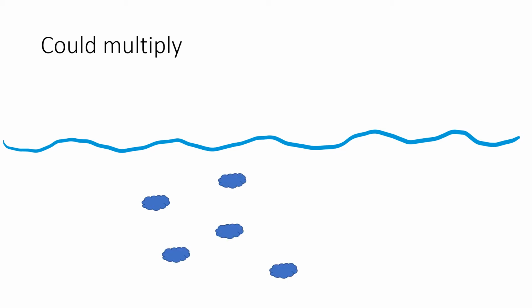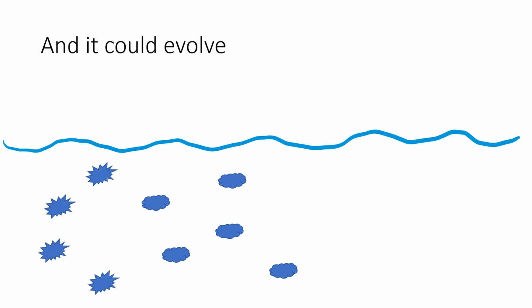But there were a couple of things they could do. One, they can multiply. They can make more and more and more of themselves. The second thing they could do, a sign of whether or not they're alive, is they could evolve. They could modify their structure and their makeup, and start to modify their DNA. So they could go through this process of evolution.